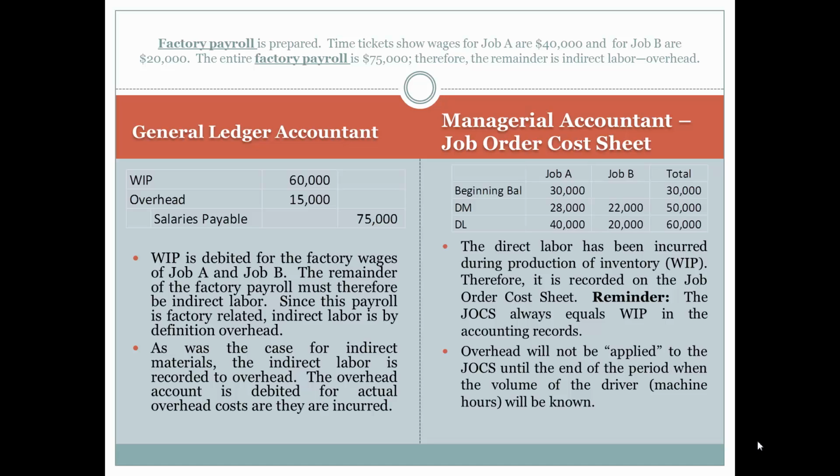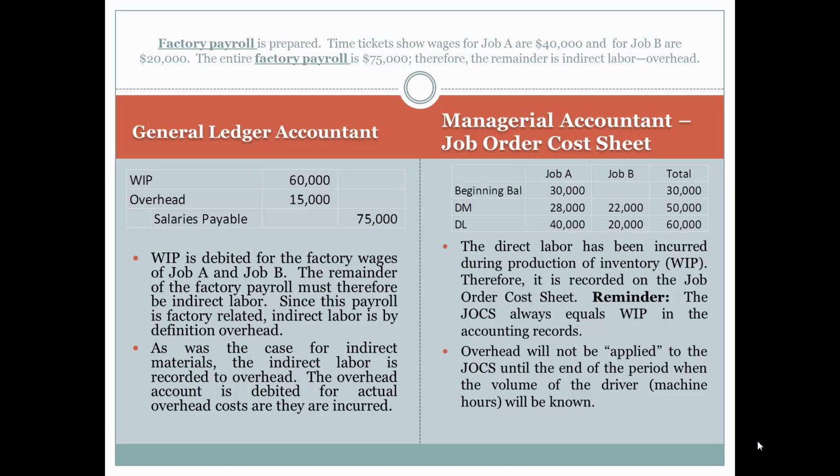The general ledger accountant will record work in process for the direct labor of $60,000. The indirect labor, or overhead, will be recorded in the overhead account, a debit to the overhead account, and then the credit to salaries payable. Work in process is debited for the factory wages of job A and job B. The remainder of the factory payroll must therefore be indirect labor. Since this payroll is factory related, indirect labor is by definition overhead.